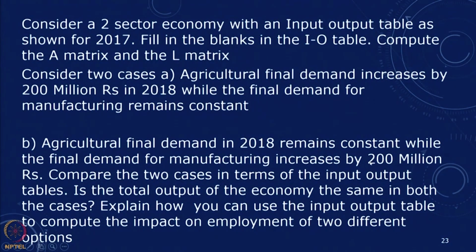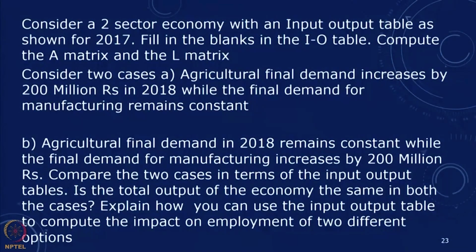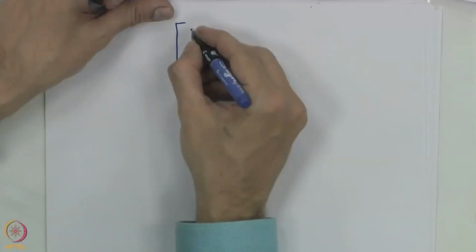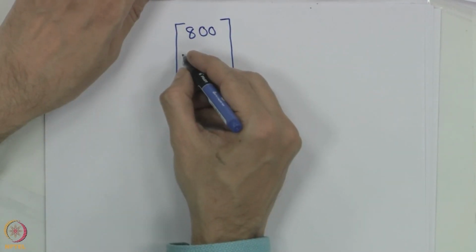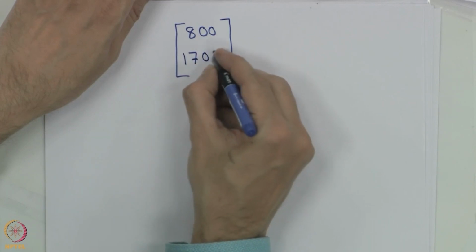So, let us look at the section B, where we now keep agricultural final demand remaining constant, while manufacturing demand increases by 200 million rupees. So, the question is whether increase of 200 million rupees in the agricultural final demand, that is what we saw last time, and instead of that we keep that constant and manufacturing increases by 200. So, now the final demand that we are looking at is going to be 800 million rupees for agriculture, and industry increases from 1500 to 1700.